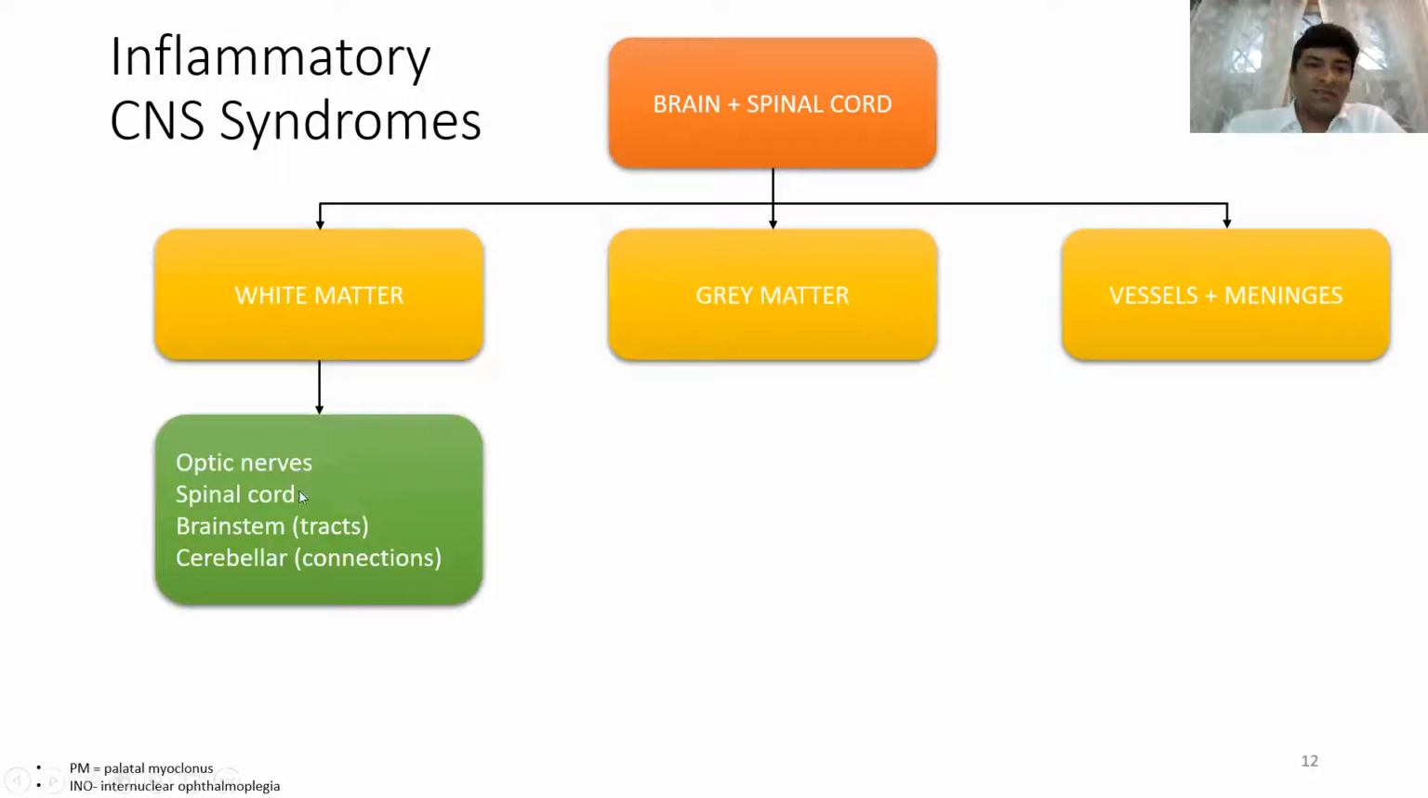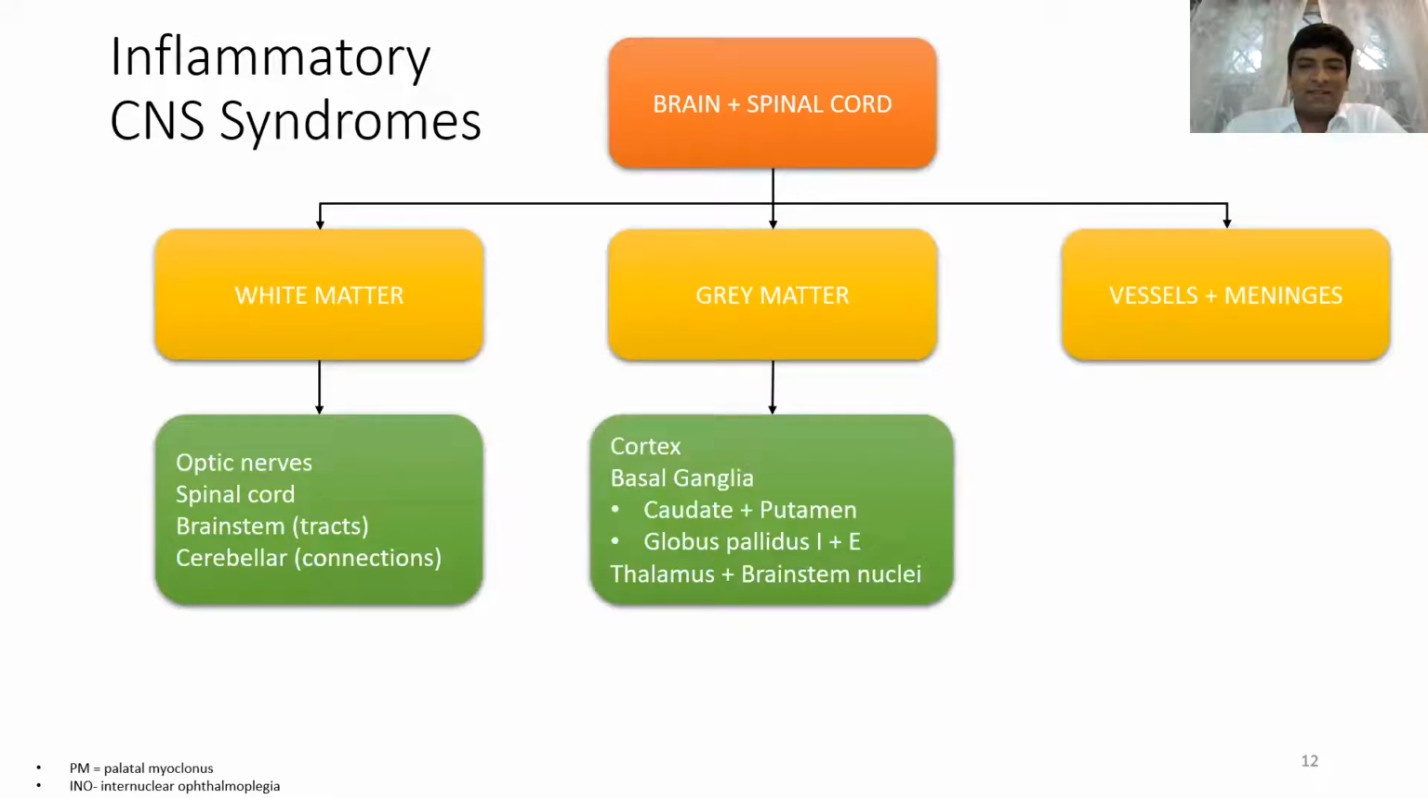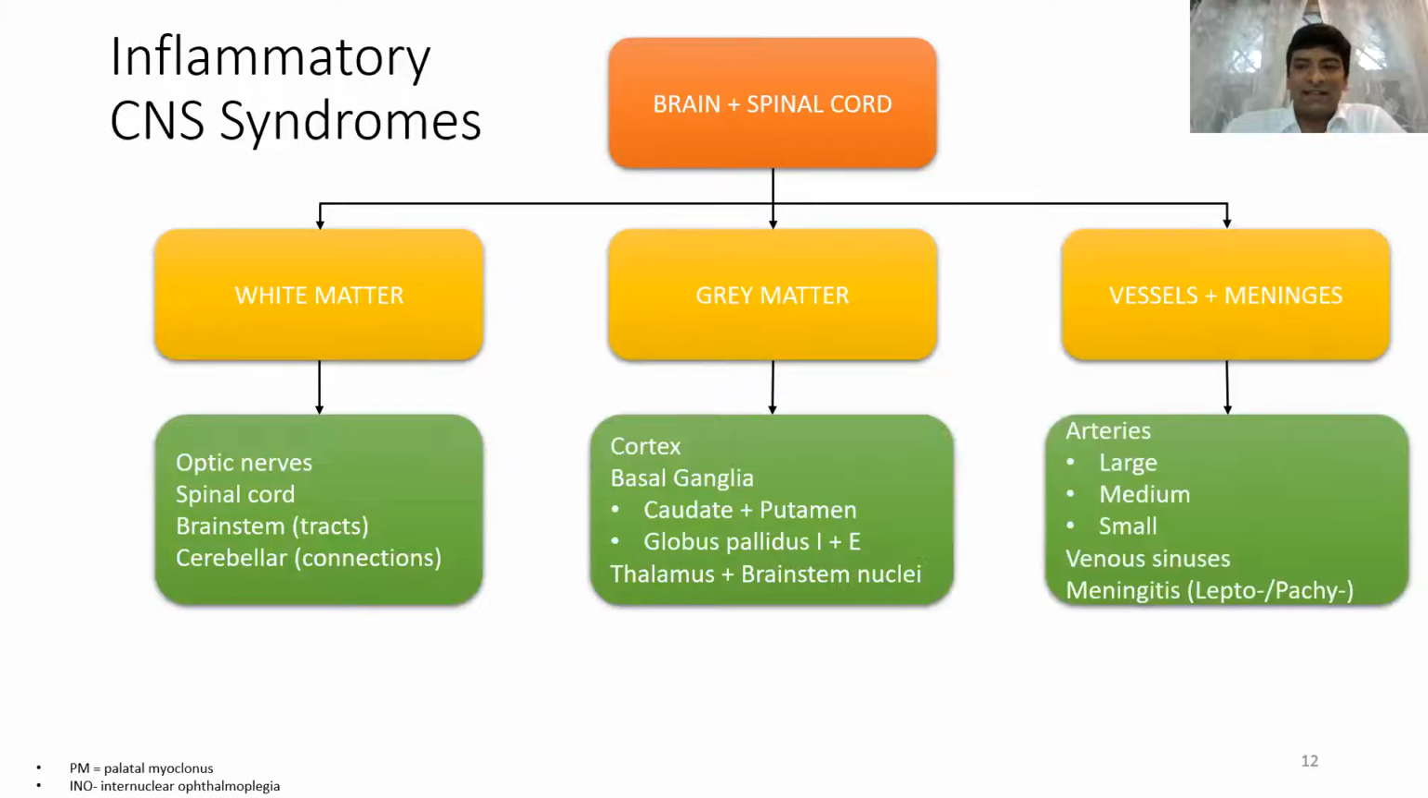White matter syndromes typically involve the optic nerves, spinal cord, the brain stem, and the cerebellum or its connections. Gray matter syndromes typically involve the cortex, basal ganglia, which is the caudate and putamen, or the globus pallidus interna and externa, or the thalamus and its brainstem nuclei. And the other syndromes typically involve arteries, which includes large, medium, and small vasculitis, venous sinuses, and meningeal disorders.